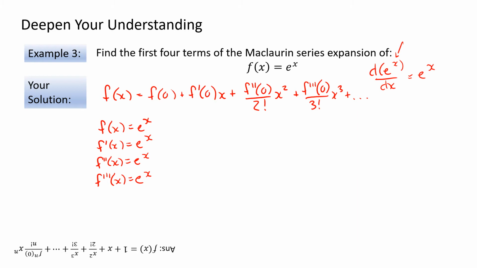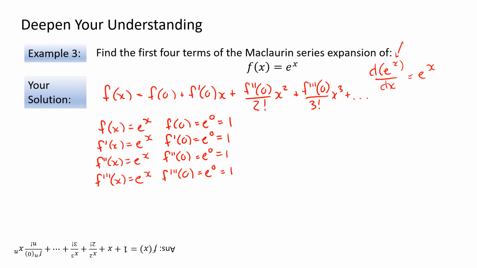If we substitute in 0 into each of these, we get f at 0 is e to the 0, which is 1. Anything to the exponent 0 is 1. F prime at 0 is again e to the 0, which is 1. F double prime at 0, e to the 0, which is 1. And f triple prime at 0, again, e to the 0, which is 1. So it's the same for all of them. This was probably the fastest one you're ever going to do.